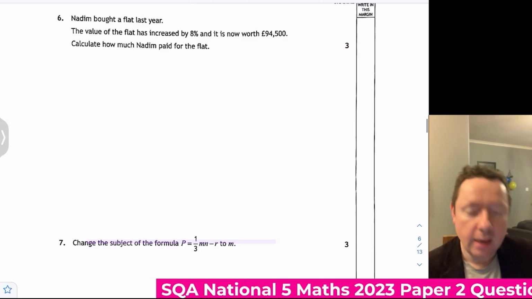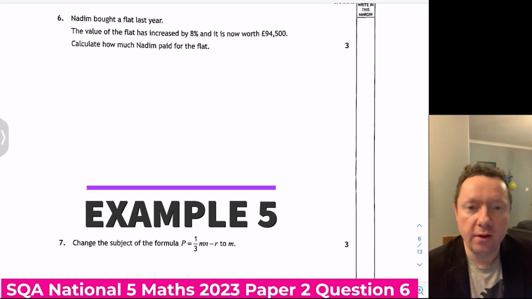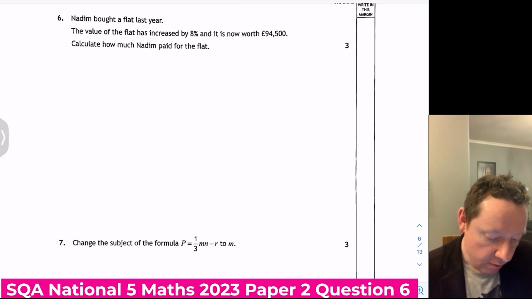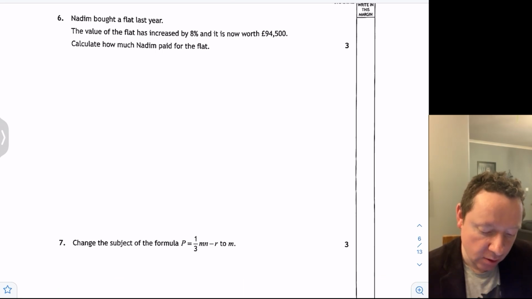And we're done there. SQA National 5 Maths 2023 Paper 2 Question 6. Nadeem bought a flat last year. The value of that has increased by 8%. It's now worth £94,500. How much did he pay for the flat?